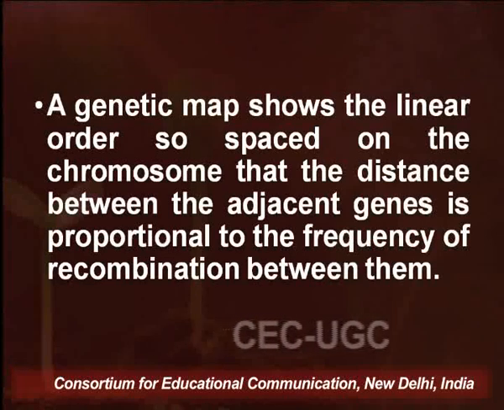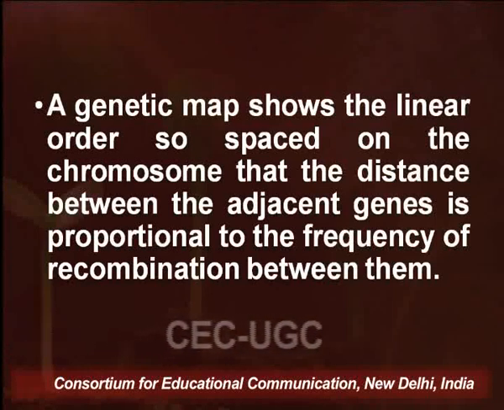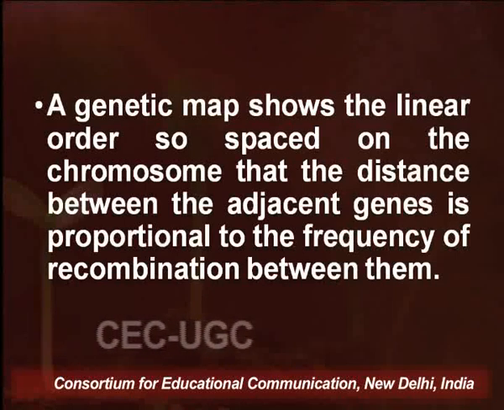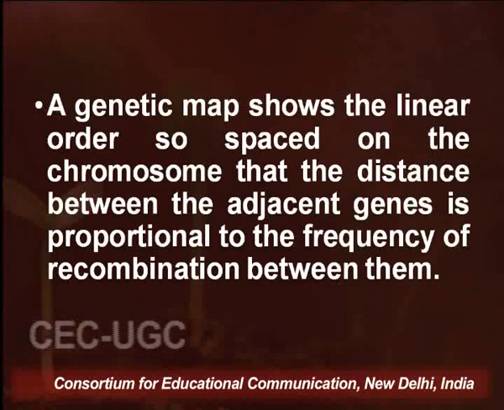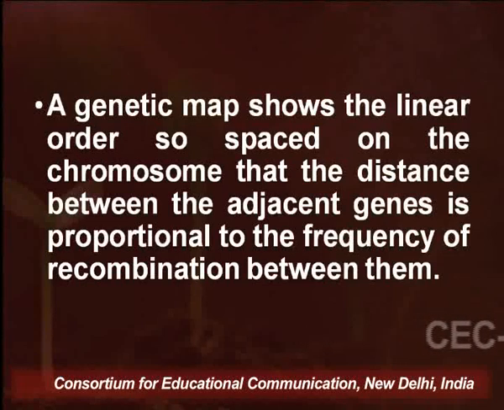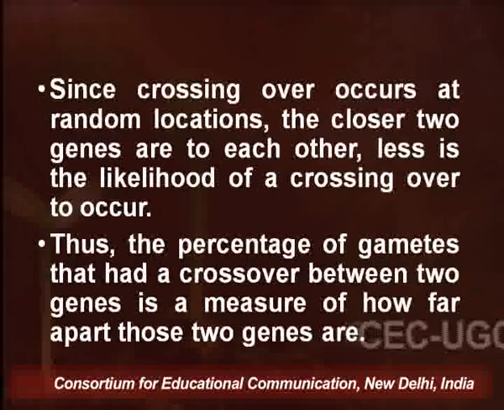So, that means he said that the genetic map actually is showing a linear order. It is so spaced on the chromosome that we can find out the distance between the adjacent genes, and not only the location, it is the recombination frequency between them which is going to be reflected. In other words, the distance between the adjacent genes is proportional to the frequency of recombination between them. Now, we will also try to answer a question which we will ask ourselves: is it always true? Let us see how the discussion progresses.